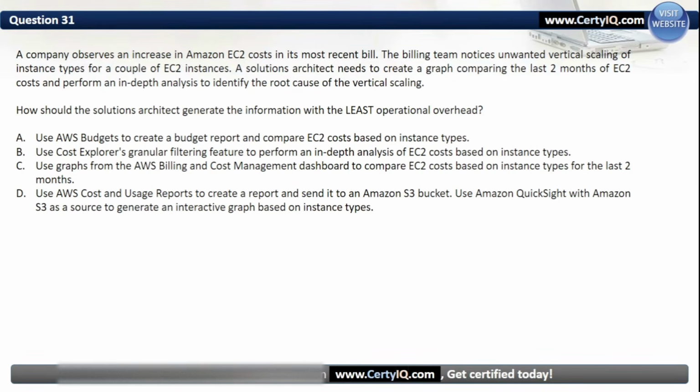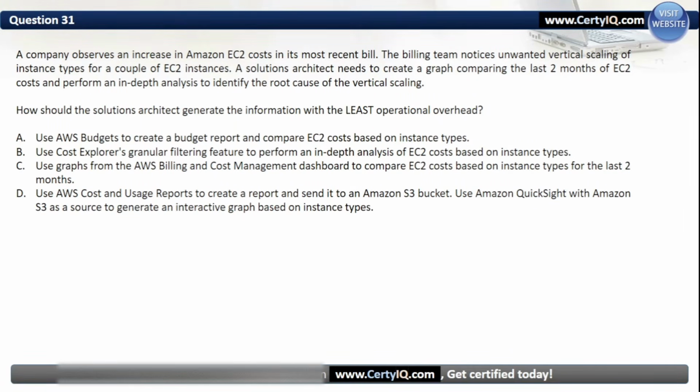Question 31. A company observes an increase in Amazon EC2 costs in its most recent bill. The billing team notices unwanted vertical scaling of instance types for a couple of EC2 instances. A solutions architect needs to create a graph comparing the last 2 months of EC2 cost and perform an in-depth analysis to identify the root cause of the vertical scaling. How should the solutions architect generate the information with the least operational overhead?